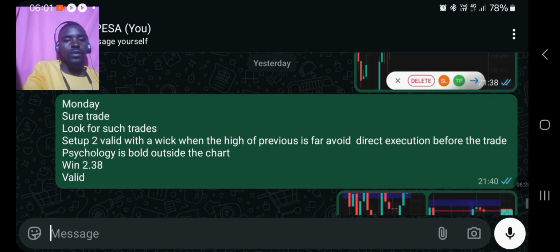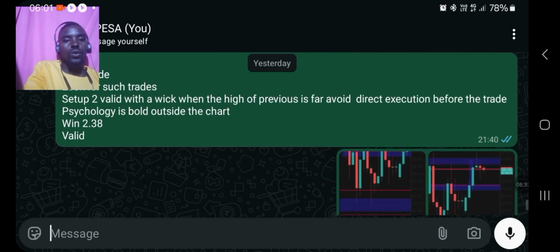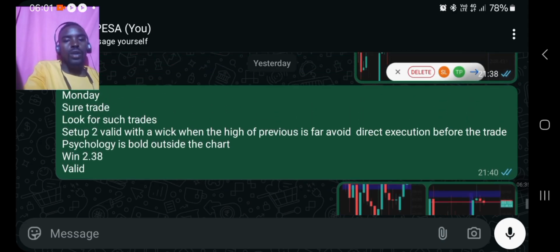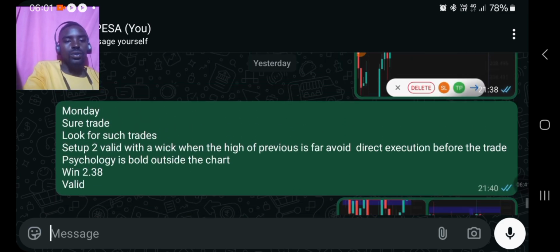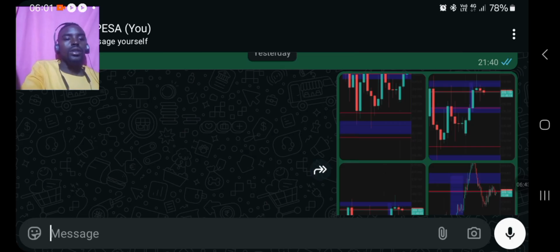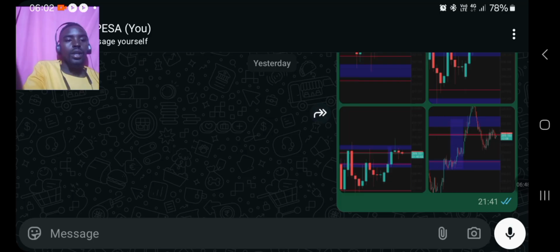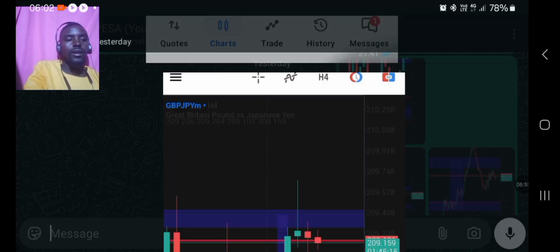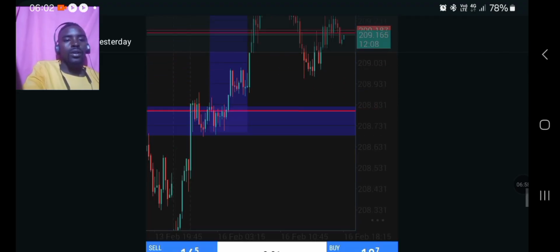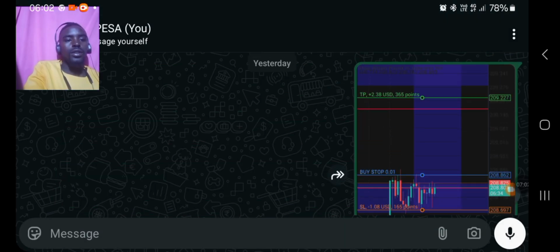This is my move on Monday. It was a ratio of 1:2. This is the trade. This is my journal on Monday. Yes, I took it. It was valid. Let me show you the exact trade. I want to show the exact entry. All right. This is on Monday. Here is the trade.